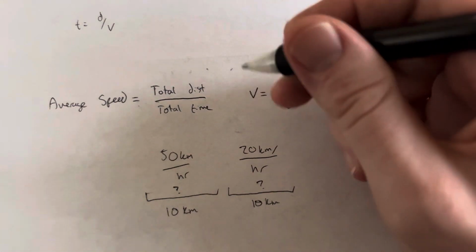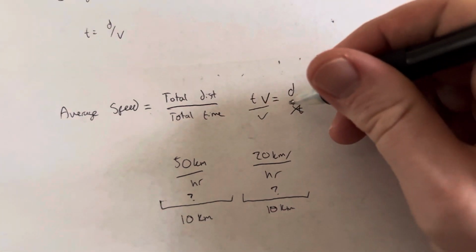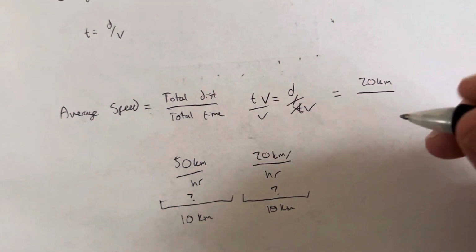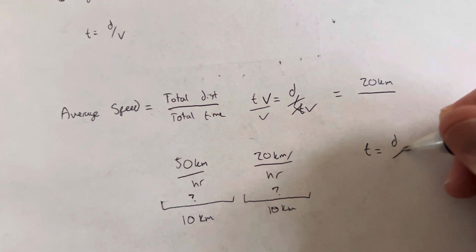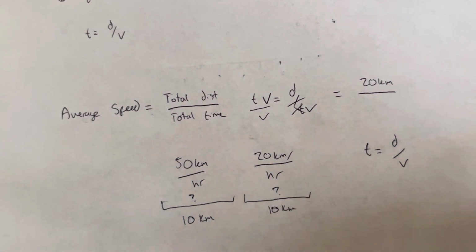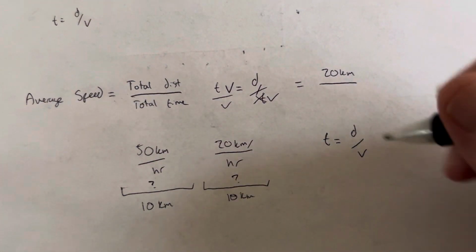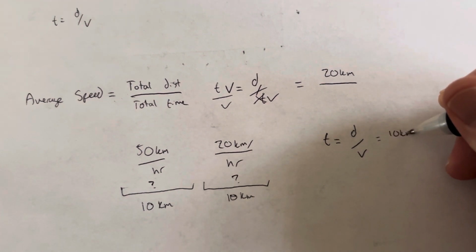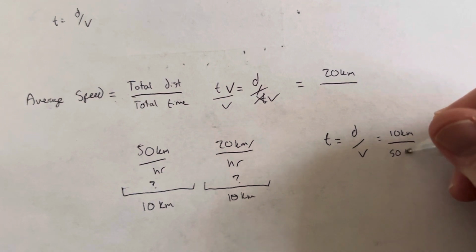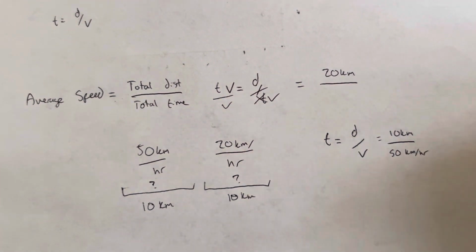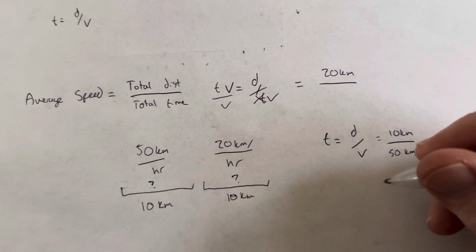So if speed is distance over time, we can rework this relationship to solve for time. If I multiply both sides by time like this, and then I divide both sides by velocity like that, you should get time is equal to distance over velocity, right? So we have our distances for this first chunk, so 10 kilometers, and we went 50 kilometers per hour. So that's going to be 10 over 50, so that is 0.2.